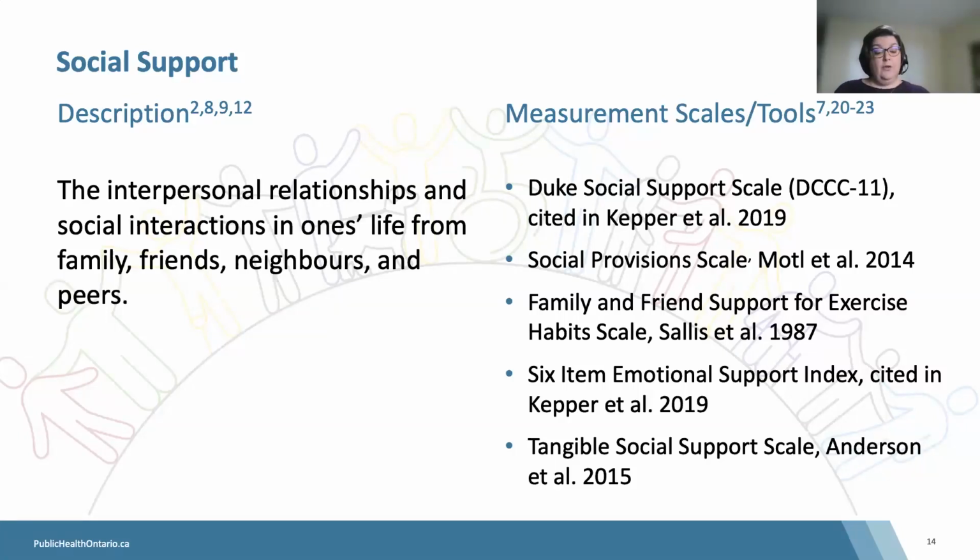There are quite a few tools mentioned in the included papers. And what they really are assessing is if you have people that you feel you can depend on, do you have close personal relationships? Do you have friends and family that can offer verbal support, offer to exercise with you, or do you have tangible support?